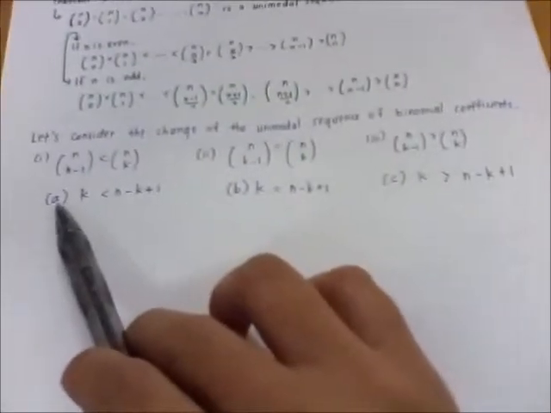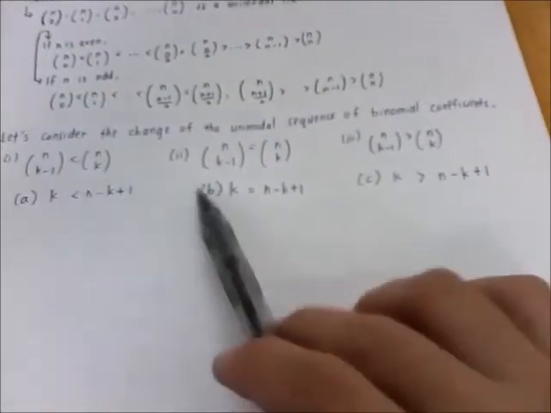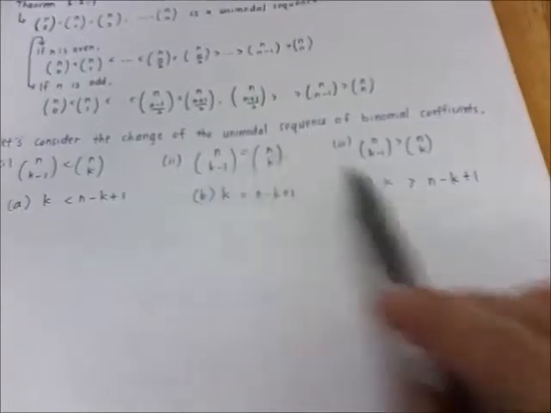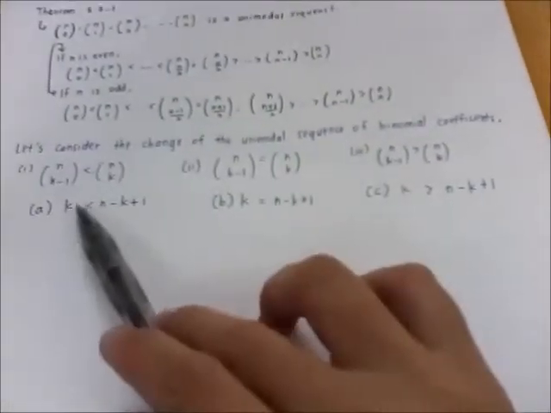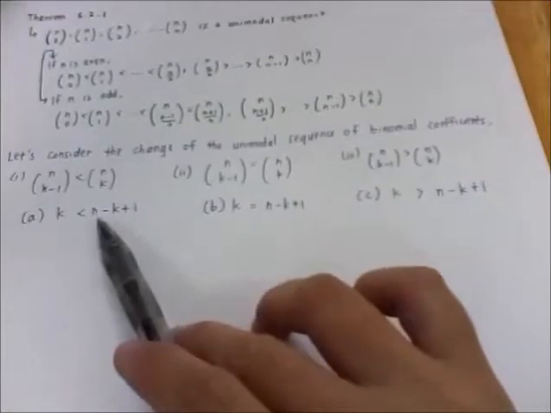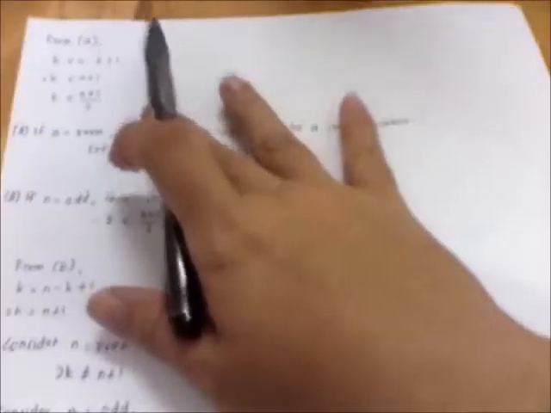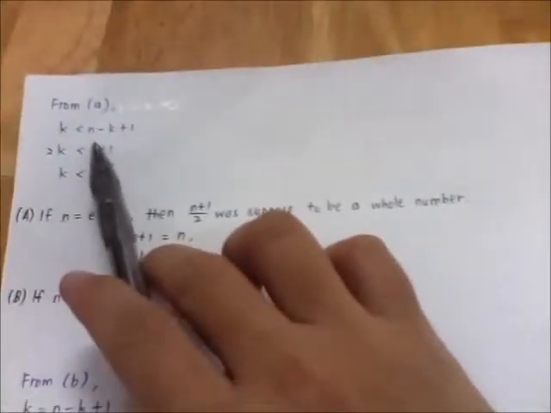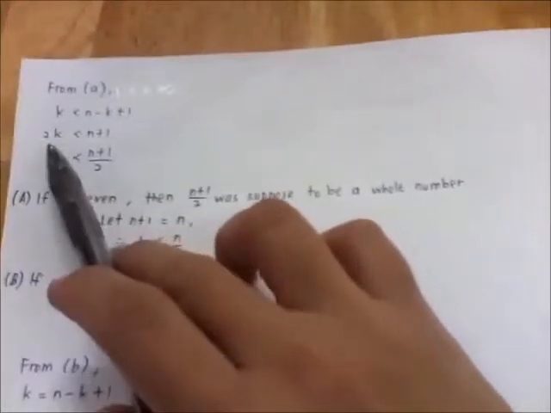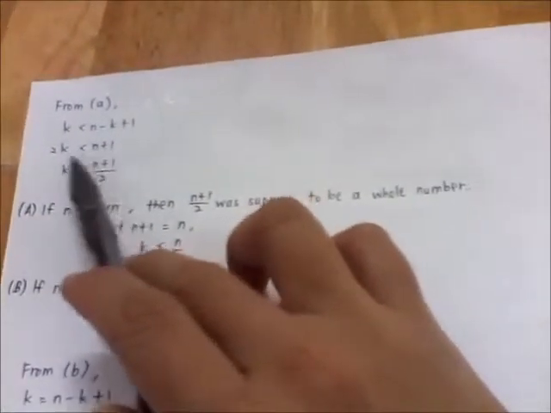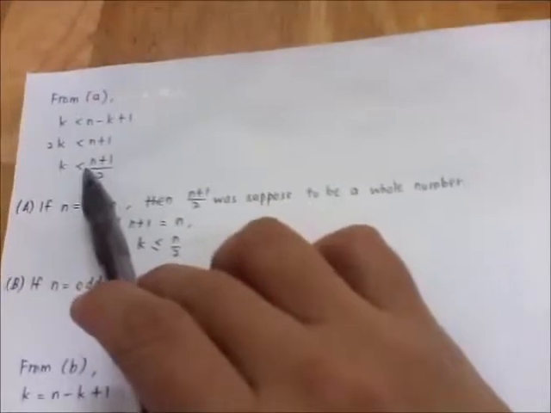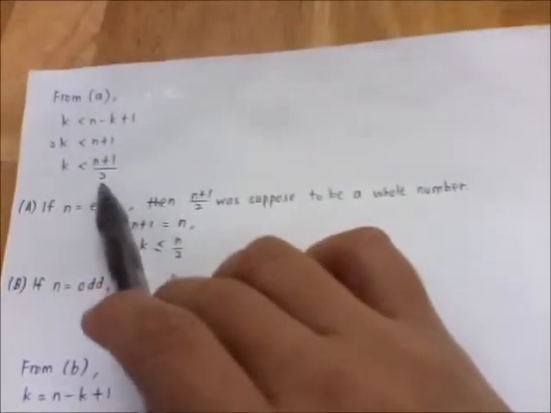So let me label this one as A, the small a. Let me label this one as small b, and this one as small c. The small a is k less than n minus k plus 1. Okay, let me move to another page. So, from A, which is k less than n minus k plus 1, we solve the linear inequalities. We'll get k less than n plus 1 over 2.